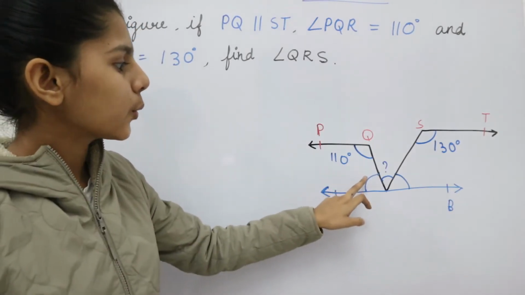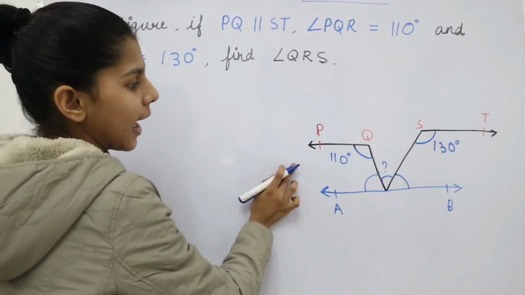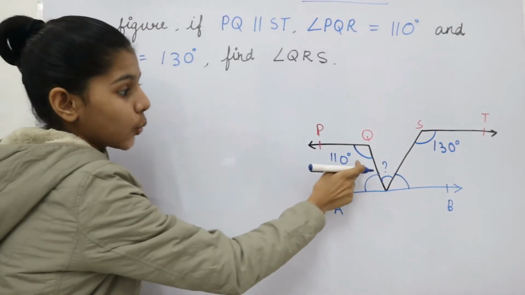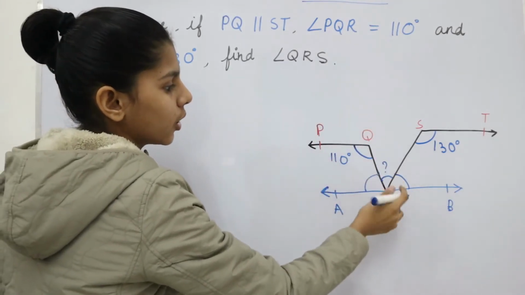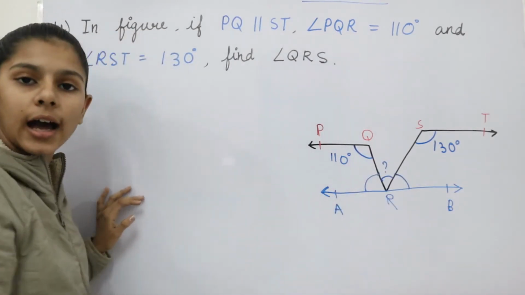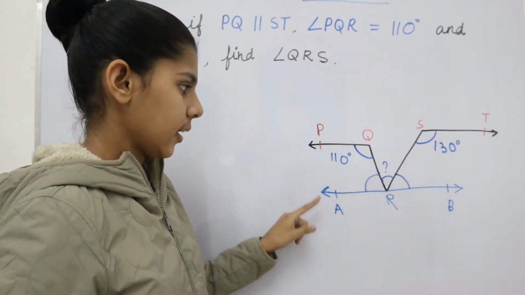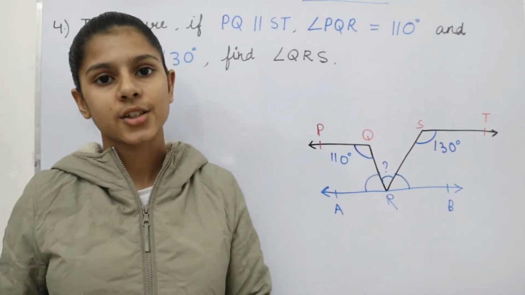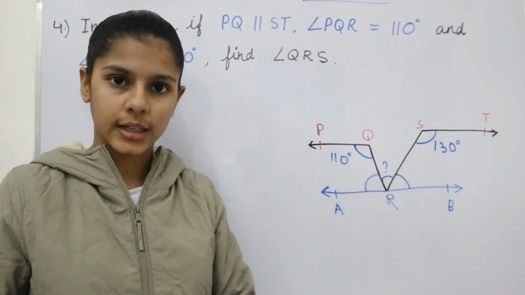So how will we calculate this angle? For this, we will add 110 degree and this angle. Why? Because they are co-interior angles. PQR, and this point is R. So QRA are co-interior angles. PQR and QRA are co-interior angles. These both are co-interior angles. And as we know, the sum of co-interior angles is 180 degree.